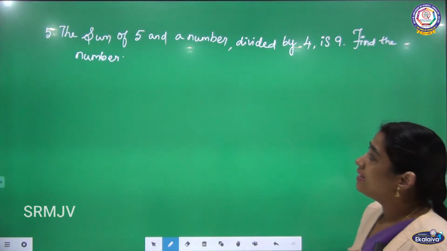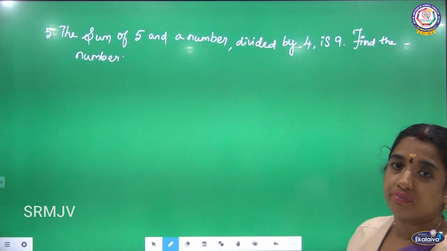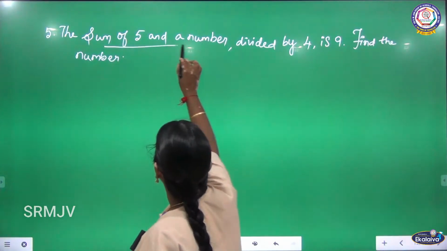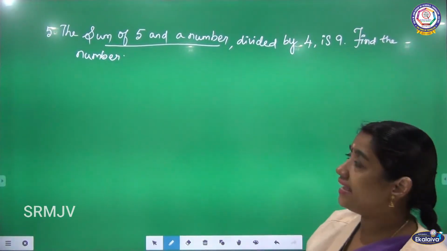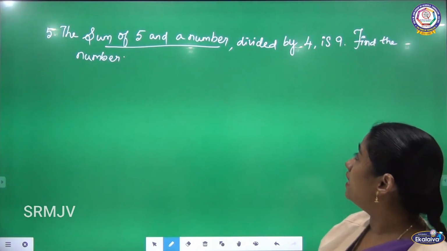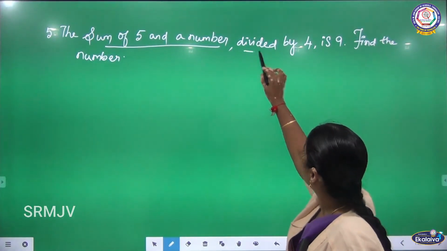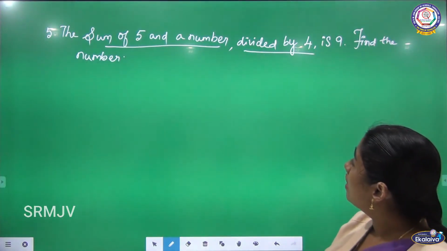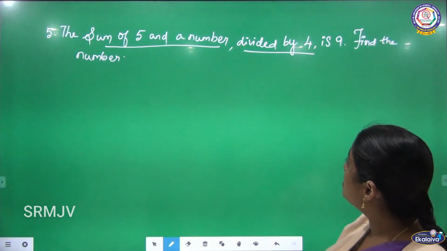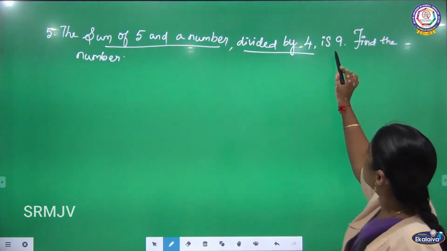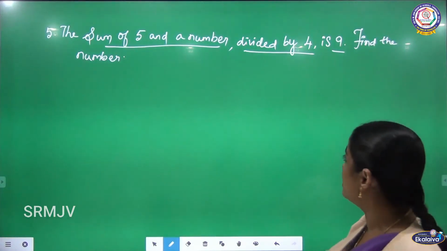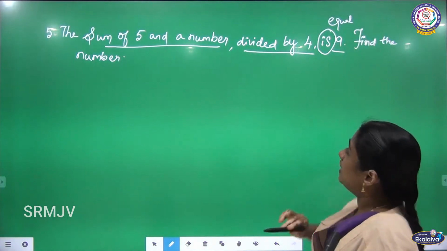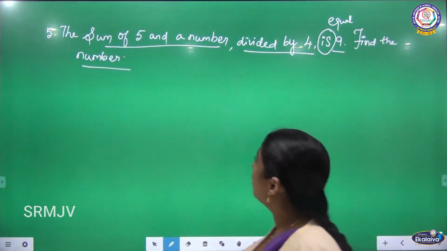Now listen, the sum of 5 and a number, divided by 4, is 9. Is it clear? Is means what? Equal. 9. Find the number. Okay.